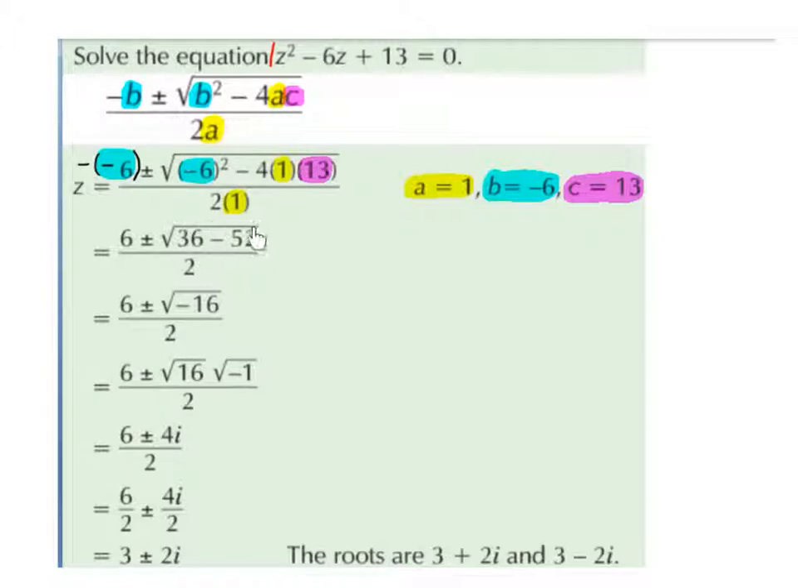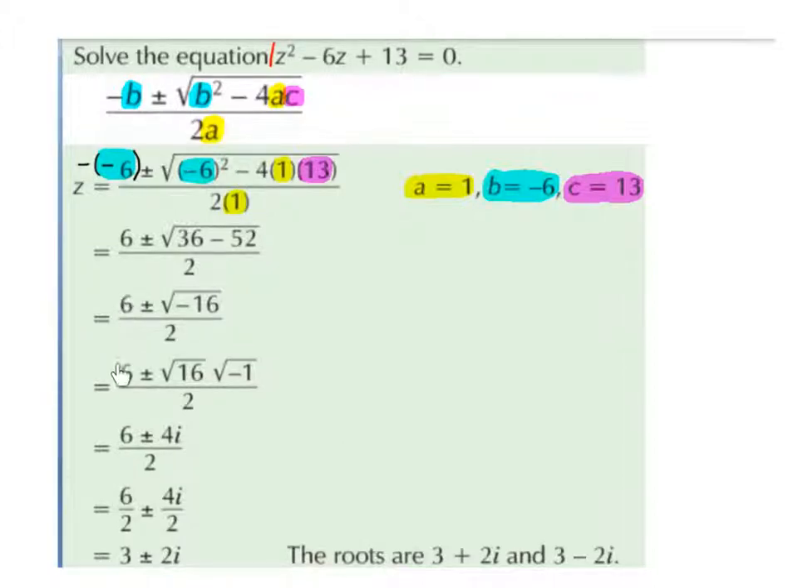Next, we're going to tidy up inside the root. So we bring down the 6, we bring down the plus minus, we bring down the square root. And then inside the root, 36 take away 52 is minus 16. And that's all divided by 2. Now at this point, if you were to put this into the calculator, the square root of minus 16, it would give you an error, because technically you cannot get the square root of a negative number.